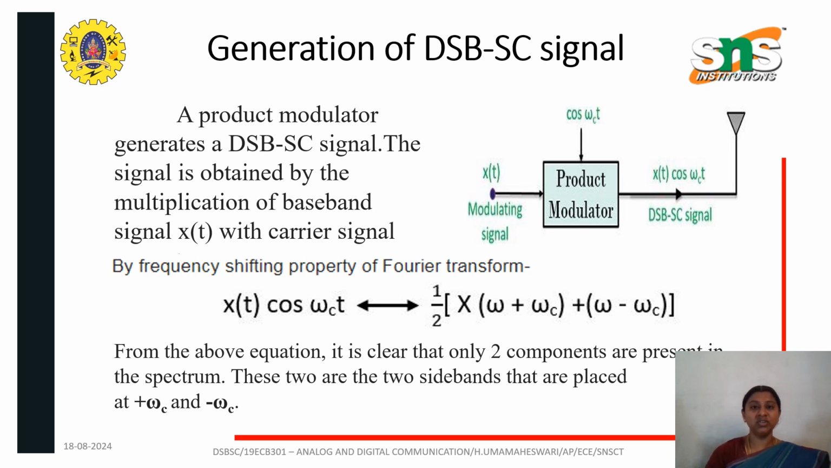Then the generation of a double sideband suppressed carrier signal. Here we are using a product modulator. In this product modulator, the signal is obtained by the multiplication of the input signal which we are giving and a carrier signal, by the frequency shifting property of the Fourier transform, where we have seen this equation already in the amplitude modulation wave. So by comparing with that, we'll get two sidebands that are placed at plus omega c and minus omega c.